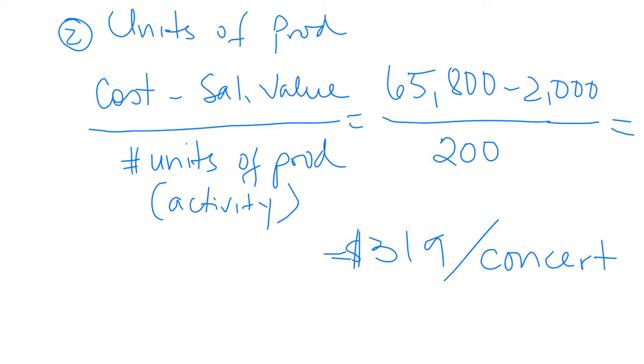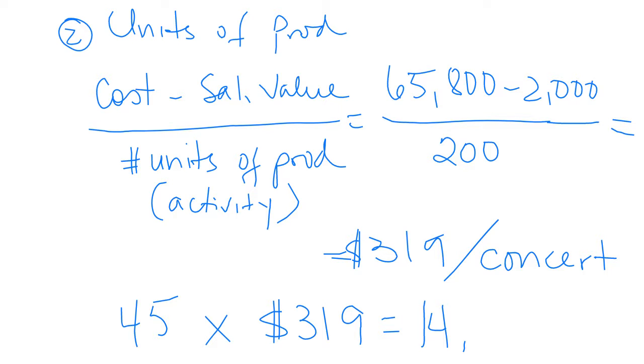Anyway, we're told the company played in the first year, let me just make sure, 45 concerts. So 45 concerts times $319. In the first year, this company will depreciate $14,355. So all I have to do now is go to Connect and plug in the numbers just to get used to using their formatting.